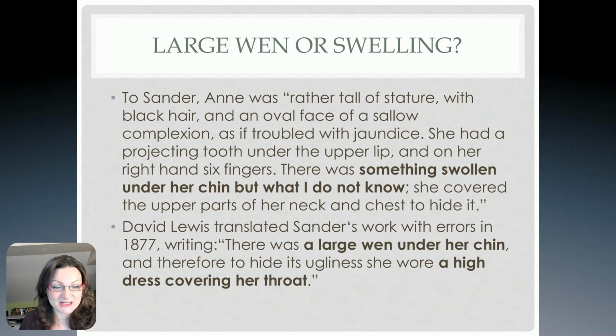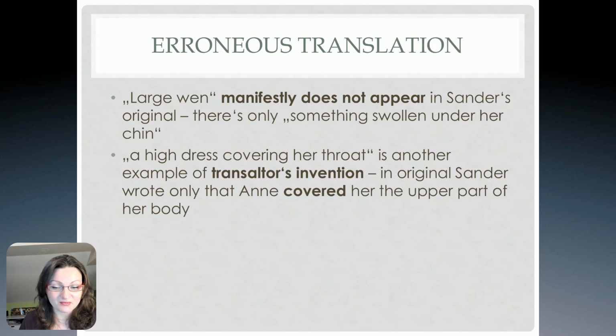Now, David Lewis, who translated Sanders' work with certain errors in 1877, wrote that there was a large vein under her chin, and therefore, to hide its ugliness, she wore a high dress covering her throat. But the large vein, or wen, manifestly doesn't appear in Sanders' original work. There's only something swollen under her chin. And a high dress covering her throat is another example of translator's invention. In the original, Sander wrote only that Anne covered the upper part of her body, but didn't specify what she used to do that.